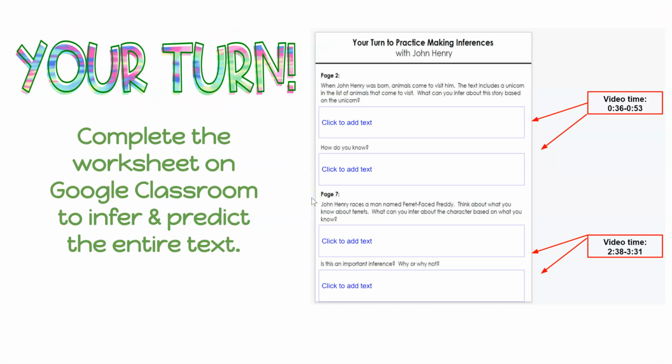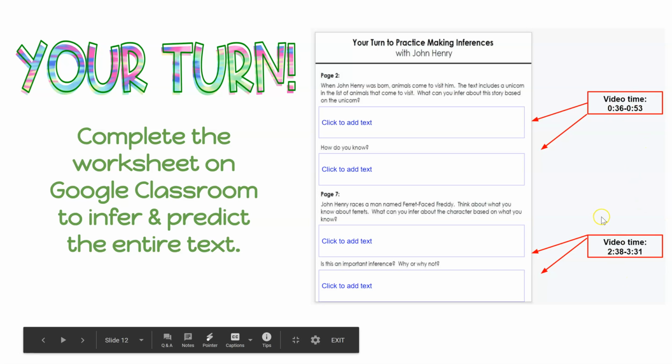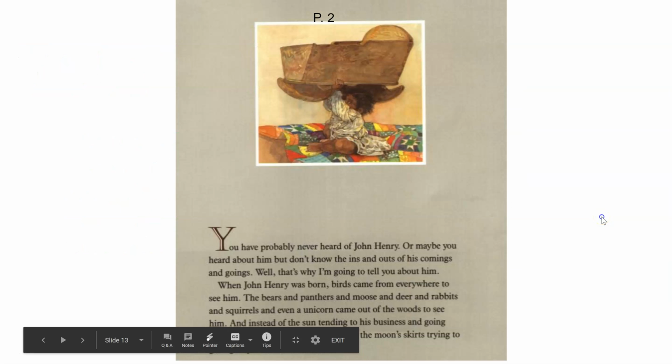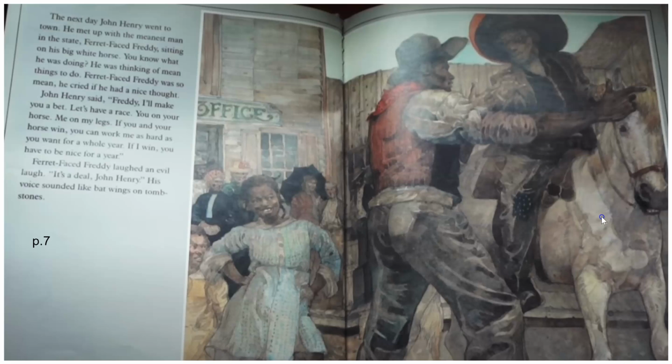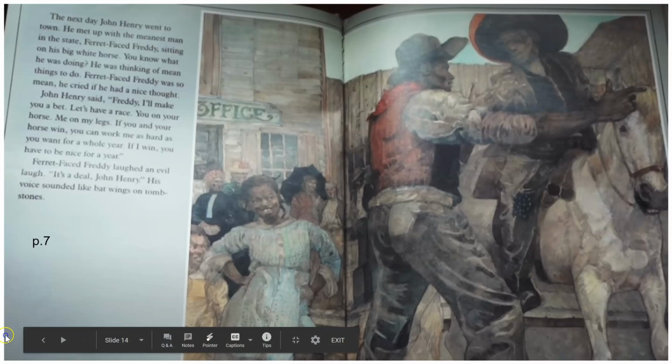Boys and girls, it is now your turn to show what you know about making inferences and predictions. On Google Classroom, you will see this worksheet here and a video read aloud link to another tall tale about John Henry. Go ahead and answer these questions here about making an inference and predictions. I have also included times for you to stop at in the video, as well as some pages from the text for you to refer to. Go ahead and show what you know.